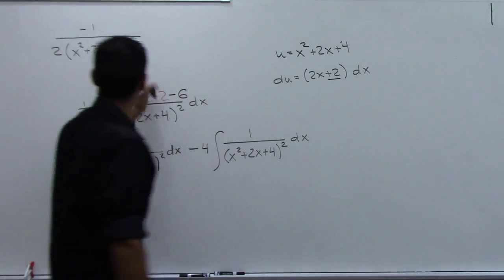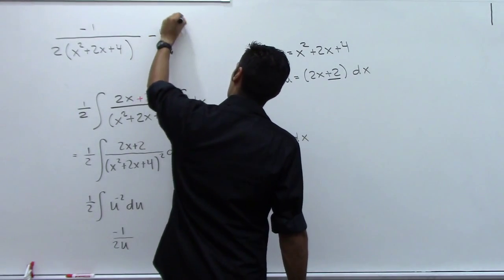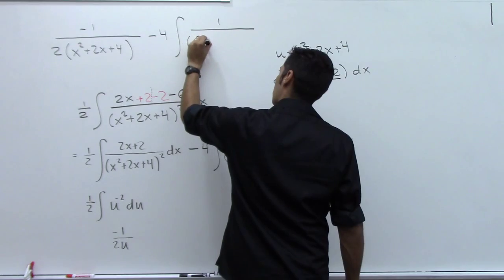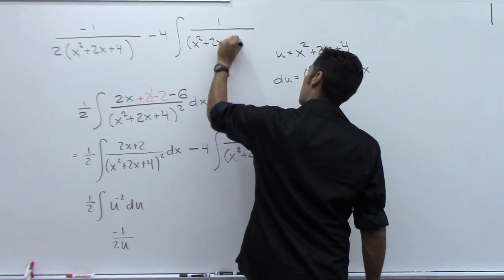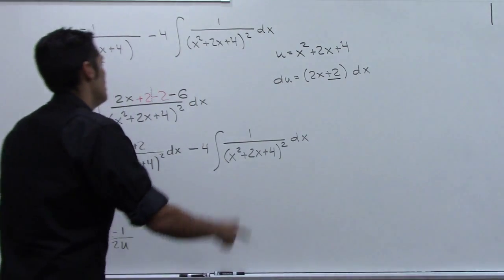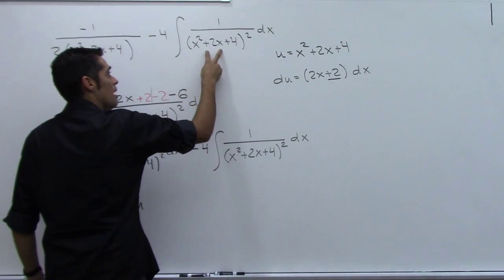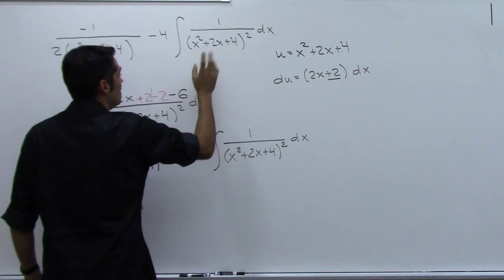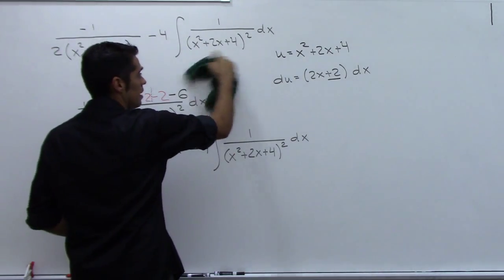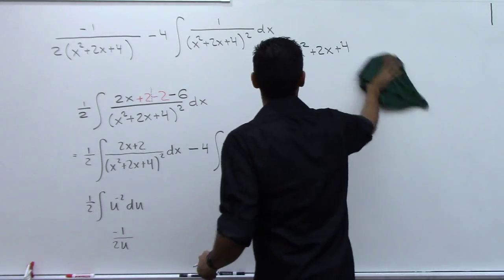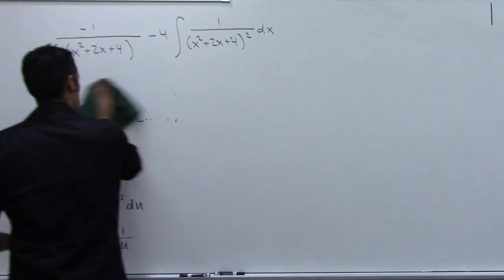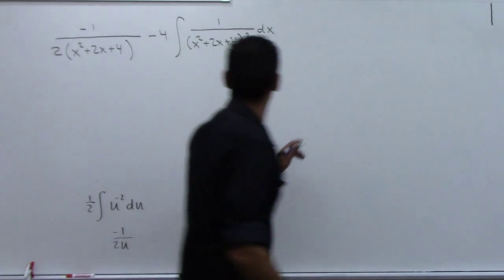Now over here, minus 4 times the integral of 1 over x squared plus 2x plus 4 squared dx. I need to try and figure out how I handle an irreducible quadratic with a constant on top, but in addition to that, it's squared. So what we did in the past is we actually did a completing of the square on that quadratic, which is what I'll do over here. And then I'll hope for the best after that.